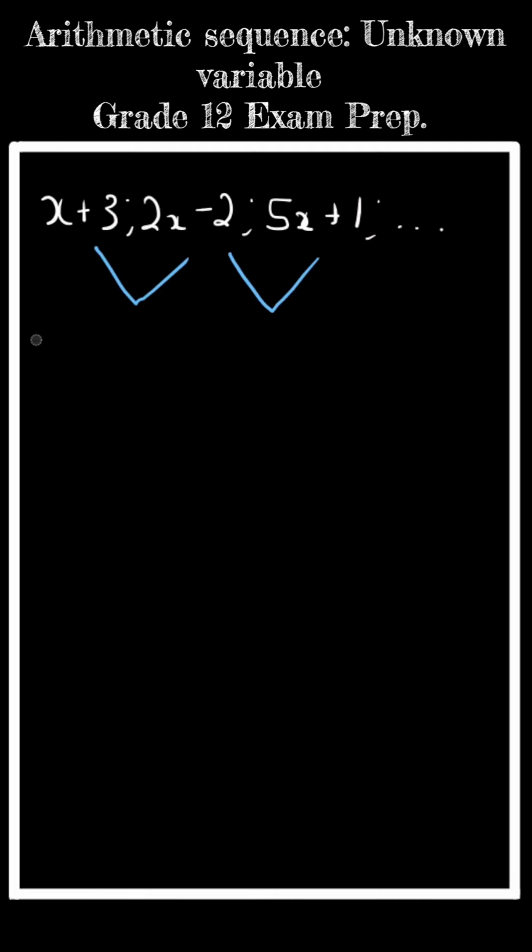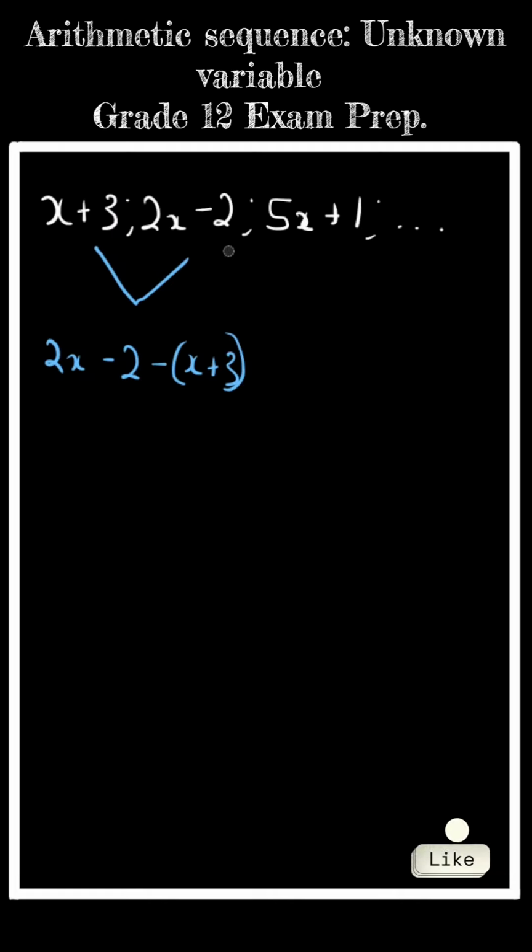So we do that. The second difference minus the first difference will be 2x minus 2 minus the first difference, which will be x plus 3. And to make things more visually pleasing, we can use a different color for that. The difference between the third term and the second term will be 5x plus 1 minus 2x minus 2.